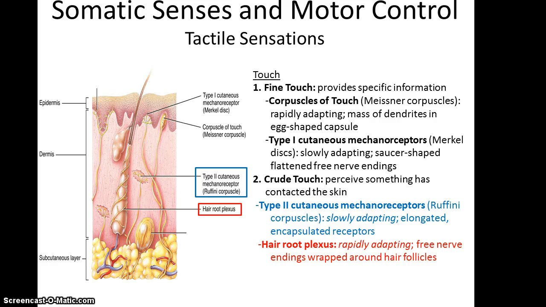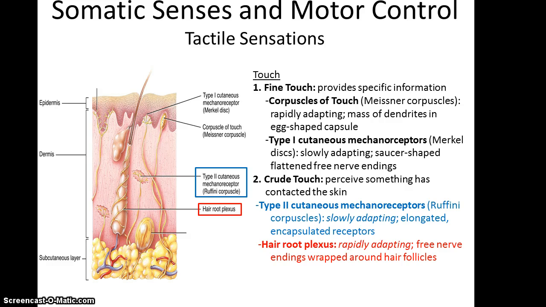Crude touch, on the other hand, is perceived by its own two types of receptors. You have the type 2 cutaneous mechanoreceptors, as seen here. These are elongated, encapsulated nerve endings again, and they are slowly adapting. So they will say, yes, something is touching you. They can't give you a lot of information except the general area, but you know you're being touched.